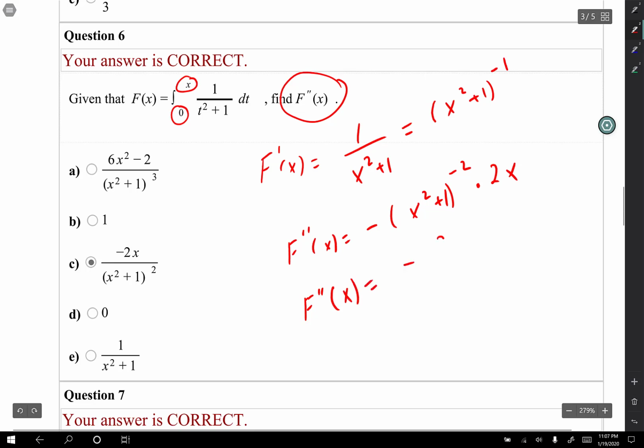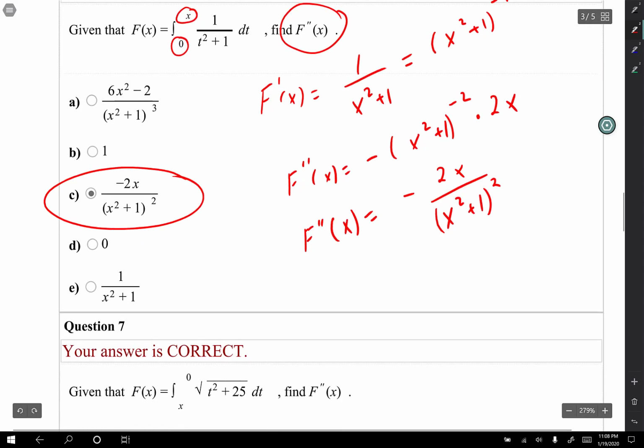All right, let's see. Negative 2x over x squared plus 1, and then that has a square on it. And then I look for that. And there it is. All right, let's go to the next one.